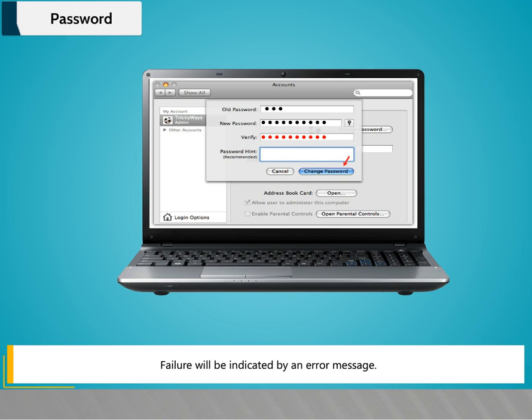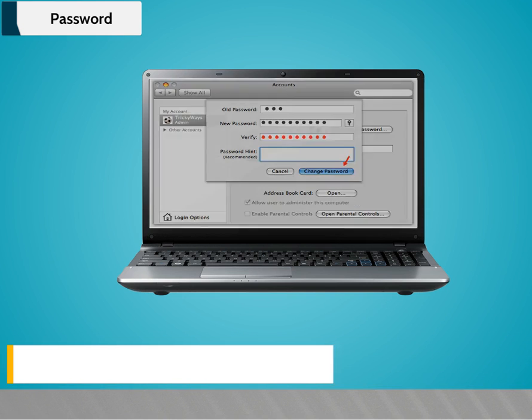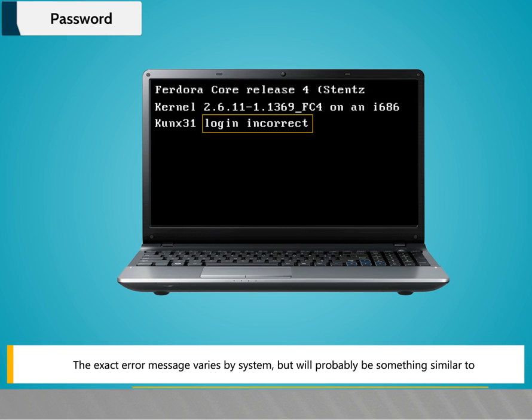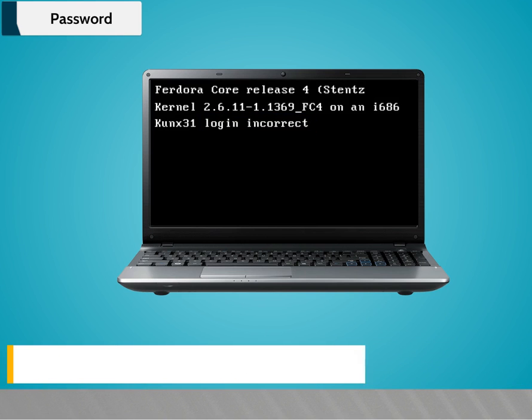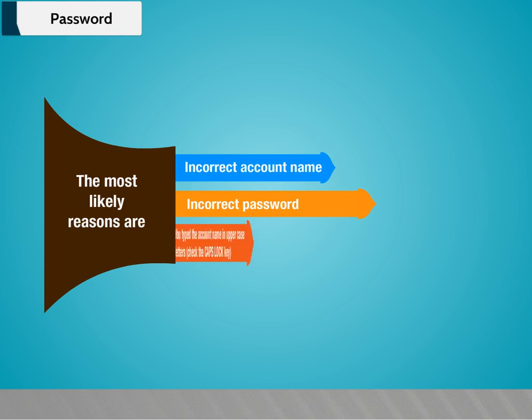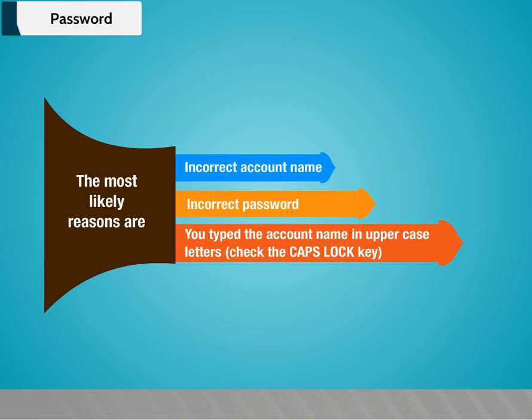Failure will be indicated by an error message. The exact error message varies by system, but will probably be something similar to the following. The most likely reasons are incorrect account name, incorrect password, or you typed the account name in uppercase letters, that is, check the caps lock key.